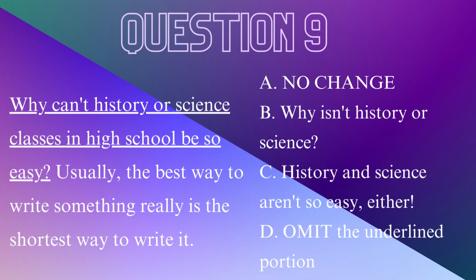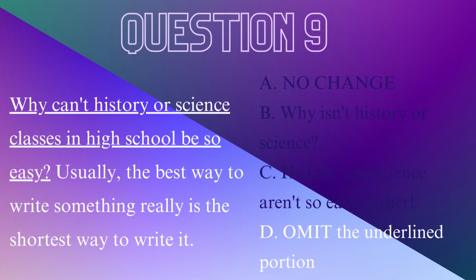If you answered, yeah, that's off topic, you would be correct. We just basically need to omit the underlined portion altogether. It has nothing to do with the passage. And the other answer choices, they don't have anything to do with the passage either. So it's very easy to say that D, just omitting that, deleting that entire underlined portion is the best choice.